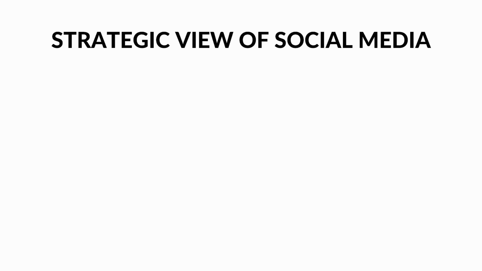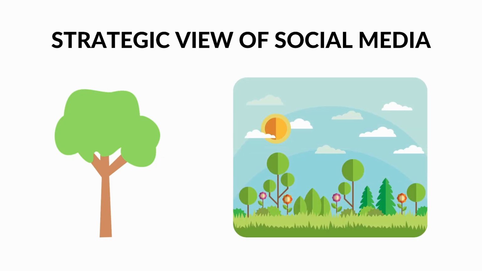Strategic view of social media. If you want to think about social media marketing and strategy, just think about, don't just look at the trees in the forest, even if we have some nice trees, our forest looks pretty beautiful. We have to think about where our forest is, where it lays. We have to be aware of our surroundings.